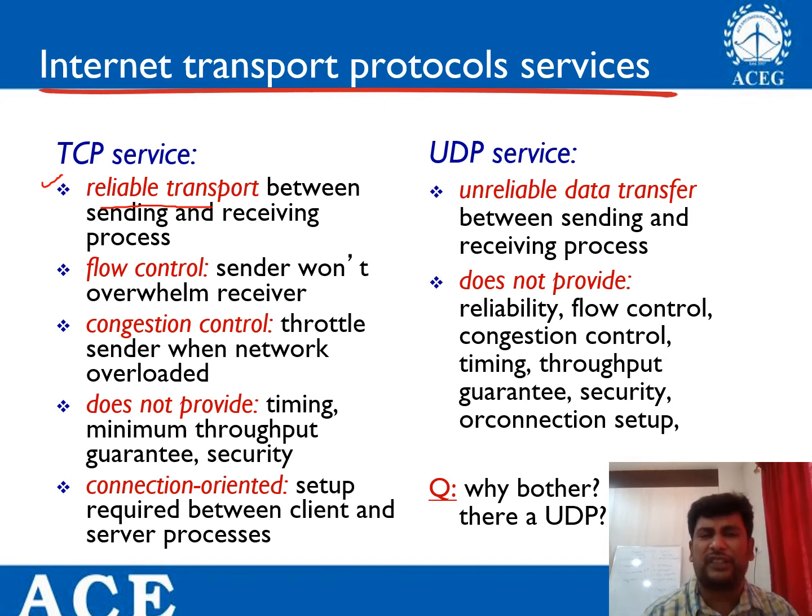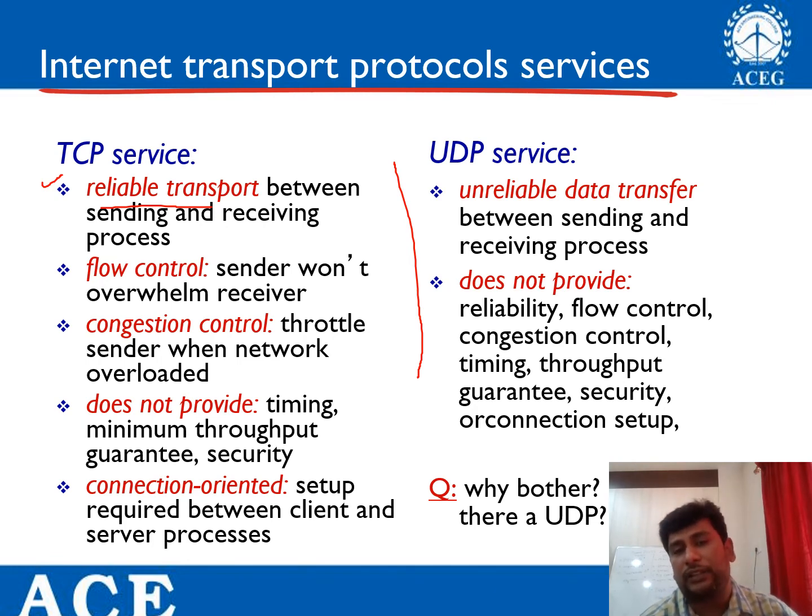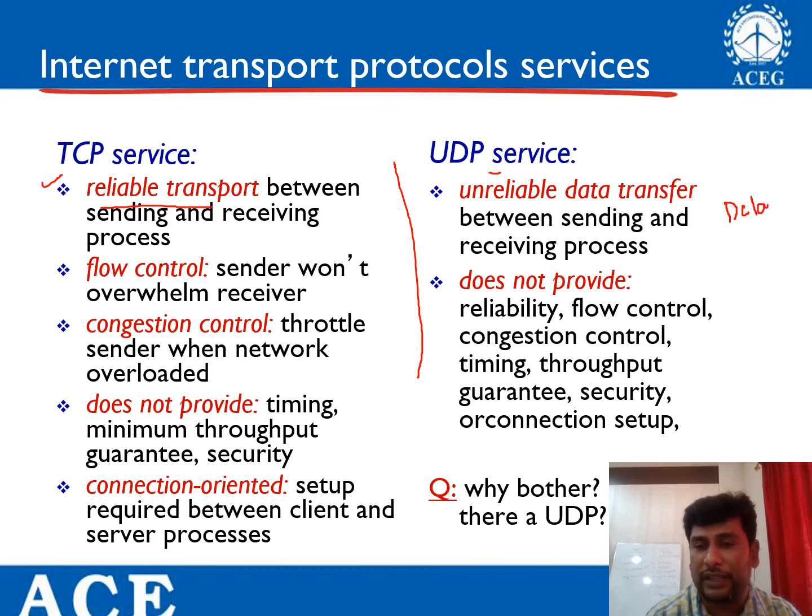But when your application doesn't require reliability, doesn't require any connection, and data can be transmitted in any way, but it wants a minimum delay, so if the delay is a crucial factor, then we are going to opt for a transport layer protocol called UDP. And what are the services provided by the User Datagram Protocol? Unreliable data transfer. It doesn't guarantee any reliability, and it does not provide any flow control. It does not provide congestion control, and does not guarantee throughput. And the most important thing is the delay will be minimum. That is the reason why for real-time applications, we prefer UDP over TCP.